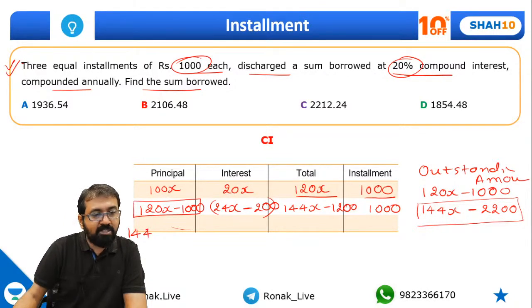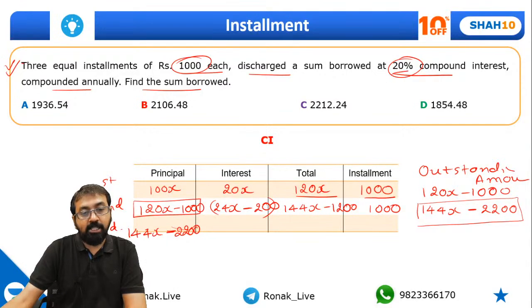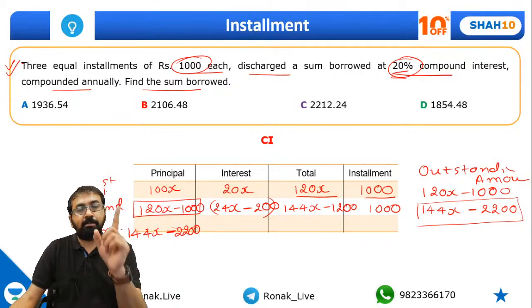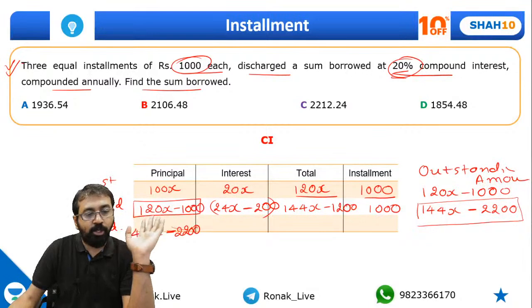Let me write that down over here. This is the first year, second year, and this is the third year. So my principal at the beginning of the third year is 144x minus 2200. Now I need to calculate 20% of this once again. So 20% of 144 is 28.8x.